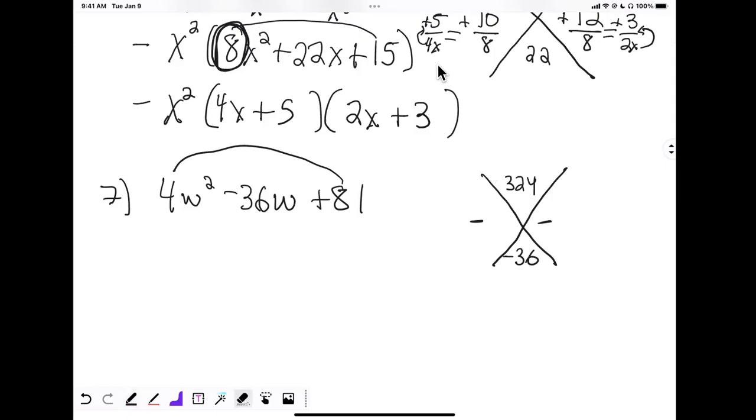Now, I don't know the answer to this. I got to take my calculator out. I got to find a combination of numbers that when they multiply to be 324, make 36. That's going to be a little hard. That's probably going to take a little bit of time.